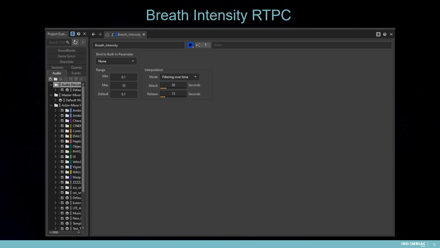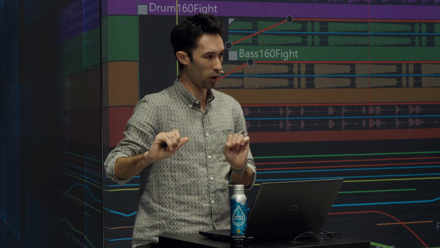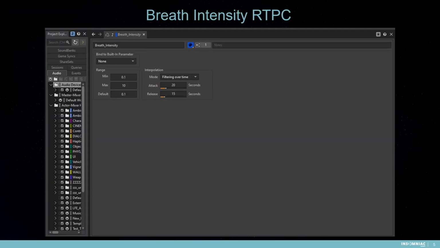So the low intensity breathing were the smaller numbers. This was like from 0 to 10. And then the higher breath intensities were the numbers that were closer to 10. These numbers would come from the game into Wwise. And now what we had to do is figure out, okay, what do we do with these numbers and how do we fully connect this to Wwise here?